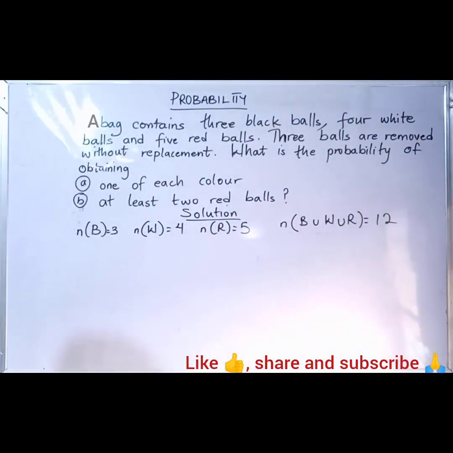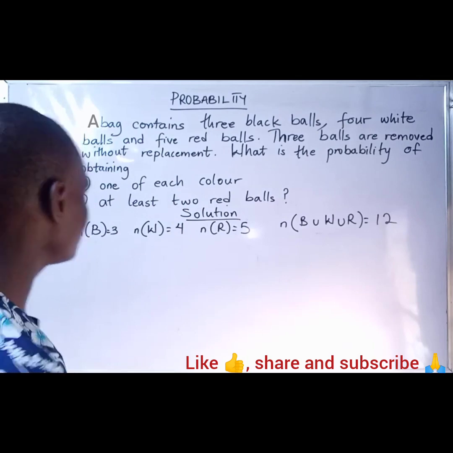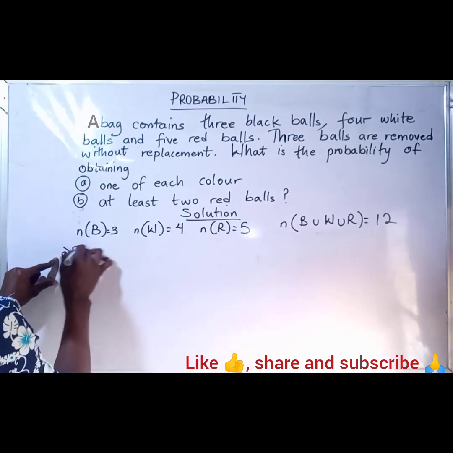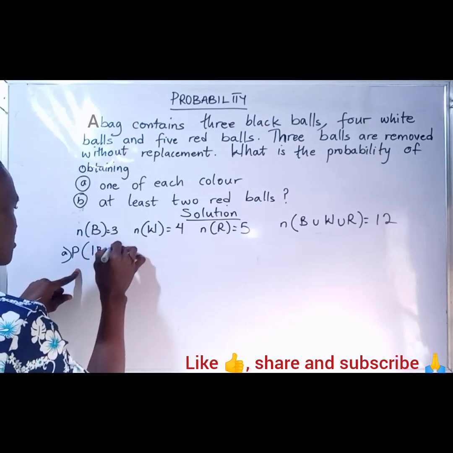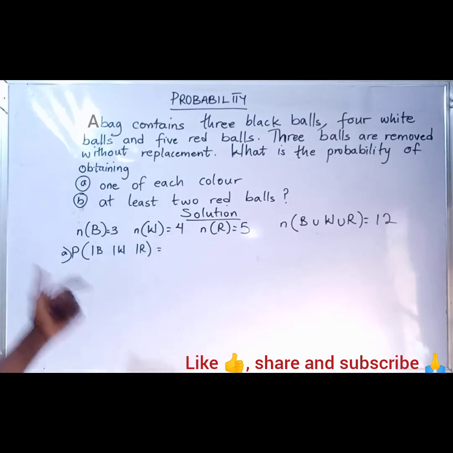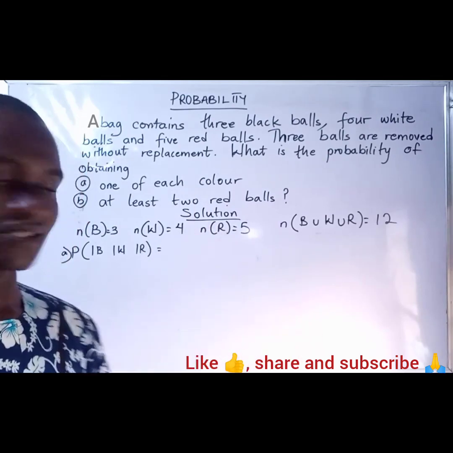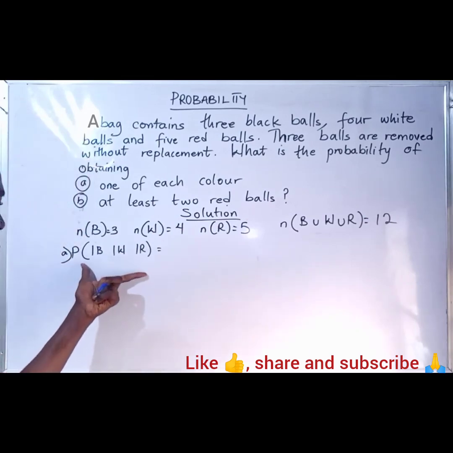Now that we know that there are 12 balls in this bag, let's take a look at the probability we are required to find. What is the probability of obtaining one of each color? The first question is simply telling us: what is the probability of obtaining 1 black, 1 white, and 1 red, which is the probability of obtaining one of each color? That is, for the red, you pick 1, for the white, you pick 1, and for the black, you pick 1. How do we calculate the probability of this?